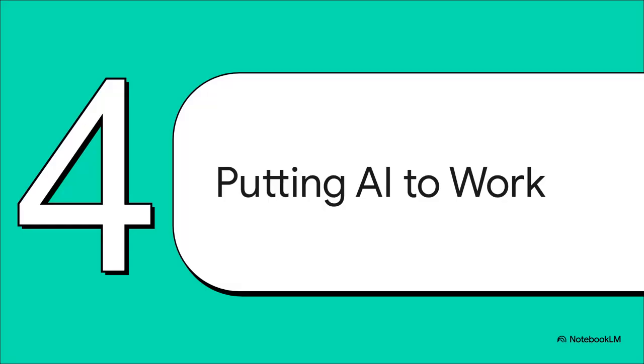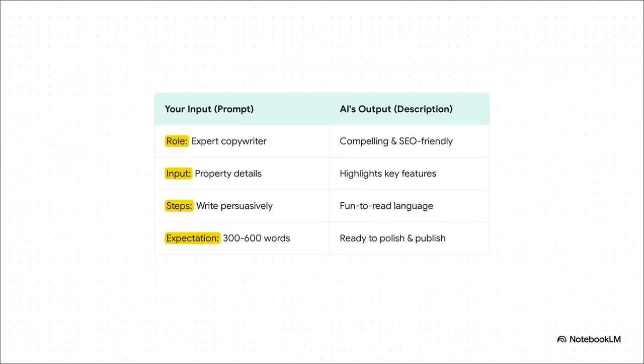Okay, section 4, putting your AI to work. So that's the theory. But what does this framework actually look like in the real world? Let's get practical and see how this thing delivers actual results for tasks you do every day. Here's a perfect example, writing a listing description. On the left, you can see the prime and prompt steps in action. We've told it its role, be an expert copywriter. We've given it the input, all the property details. We've outlined the steps and set our expectation. And the result on the right? A really compelling SEO-friendly description that's all ready for you to polish and publish.